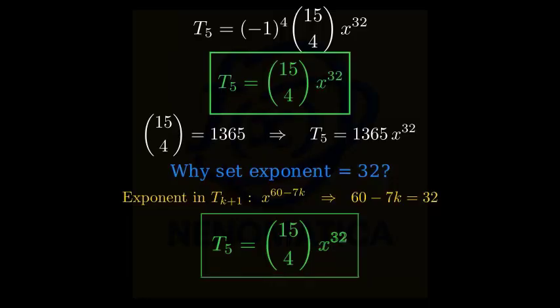Final answer. The term containing x to the 32 is t sub 5 equals 15 choose 4 times x to the 32.